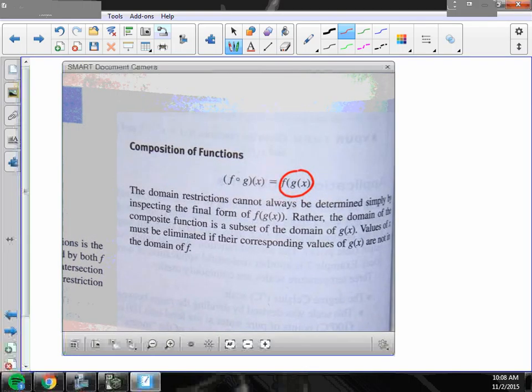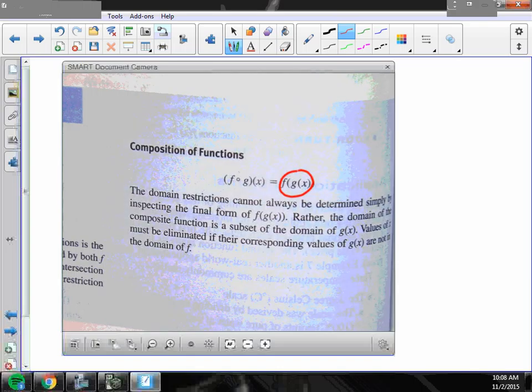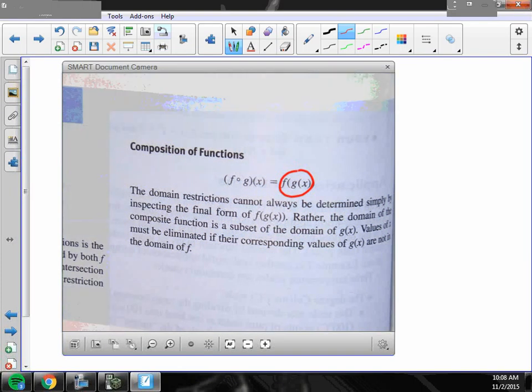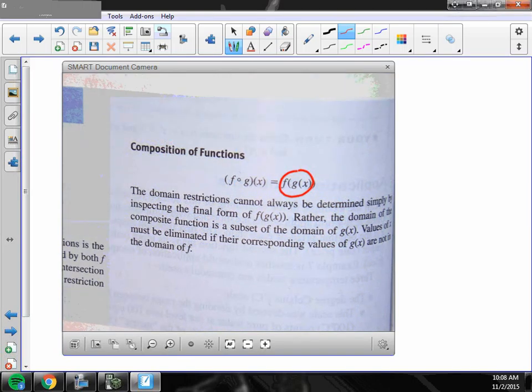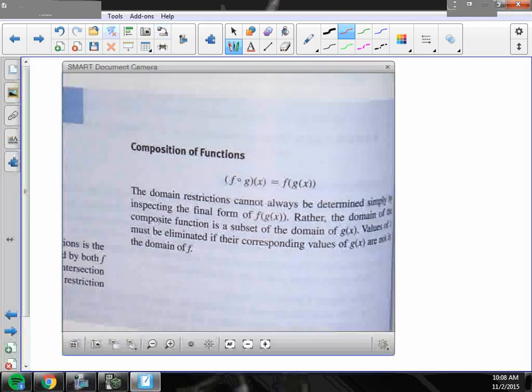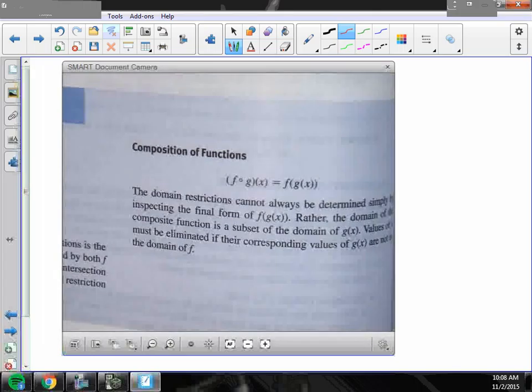So union is the wrong word. Intersection, I think, is the word it looks for. Values of x must be eliminated if their corresponding values of g of x are not in the domain of f. So intersection is the word we're looking for, not union. Okay.